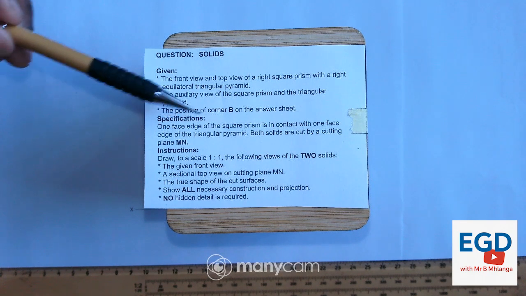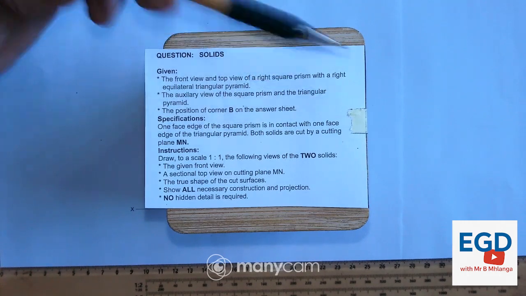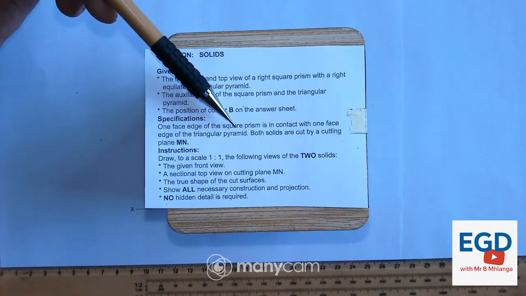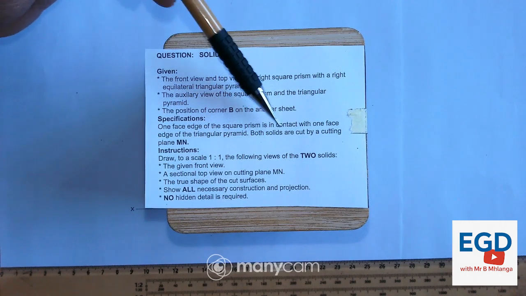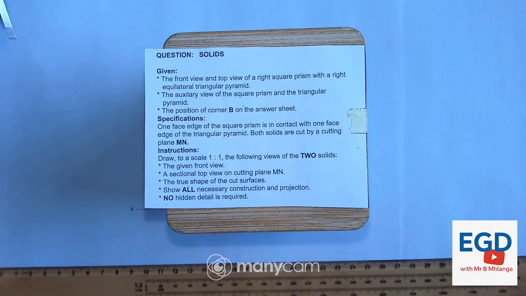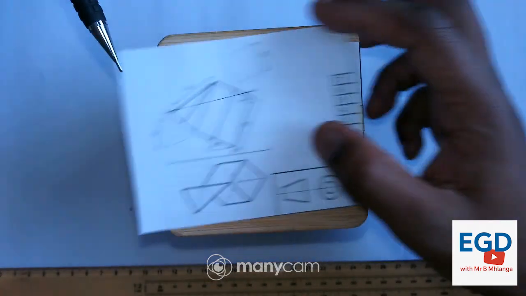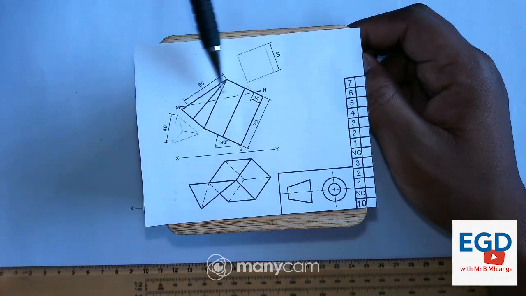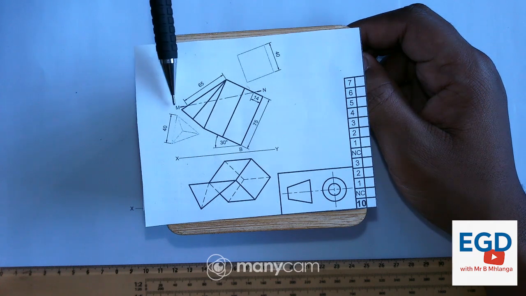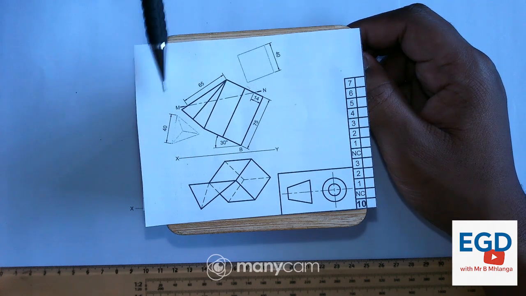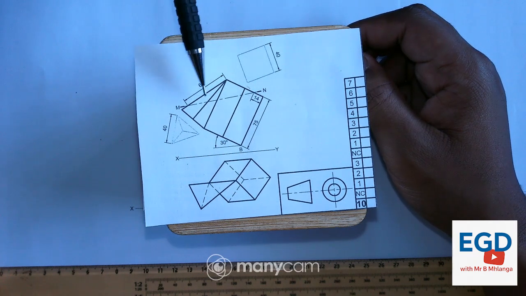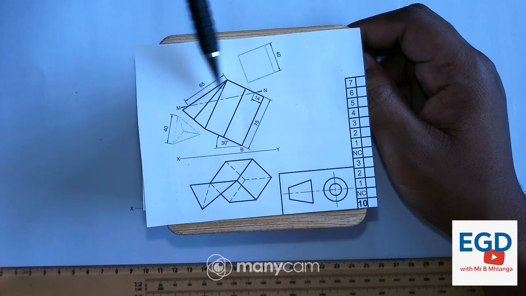Okay. Specifications. One face edge of the square prism is in contact with one face edge of the triangular pyramid. Both solids are cut by a cutting plane MN. So the cutting plane is right over there. So the cutting plane is MN, right? Okay, so obviously the cutting plane cuts the two solids right over there.